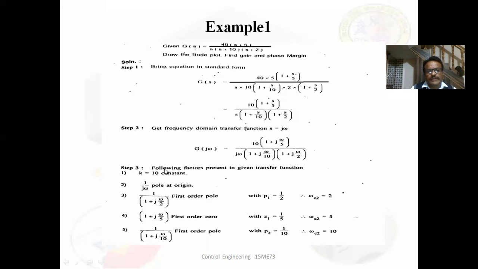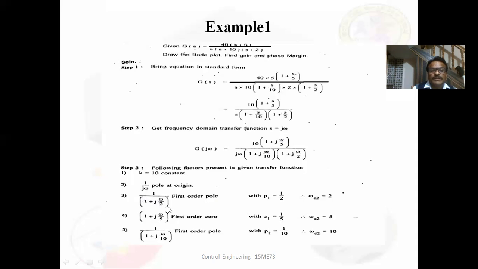Then third step, identify the factors. How many factors are there? 5 factors. Constant K, then one pole at origin, then a first order pole, then a first order zero, and another first order pole. K is equal to 10 constant, then 1 by j omega pole at origin, then first order pole is 1 by 1 plus j omega by 2.